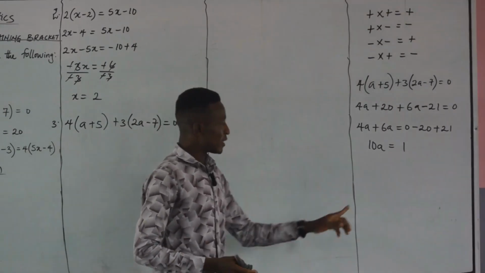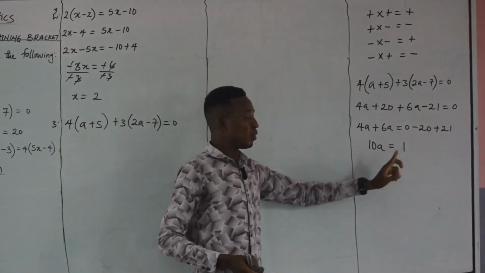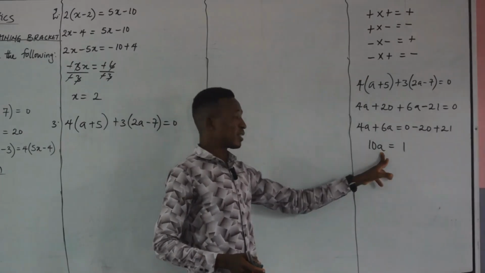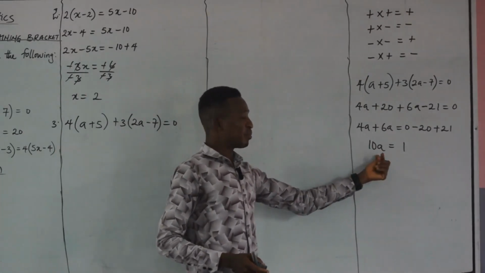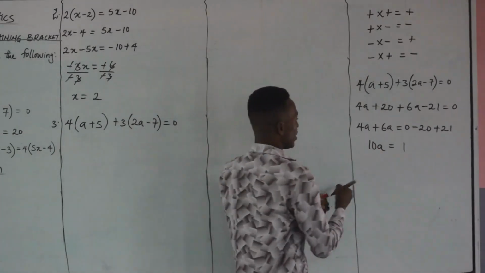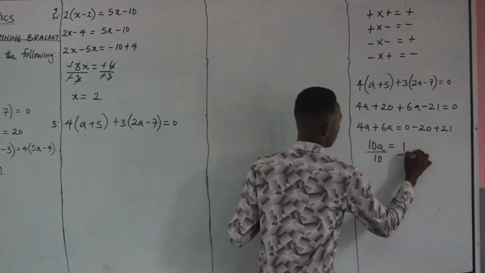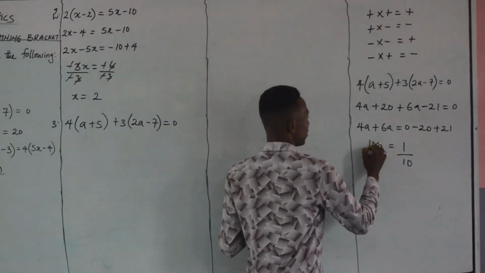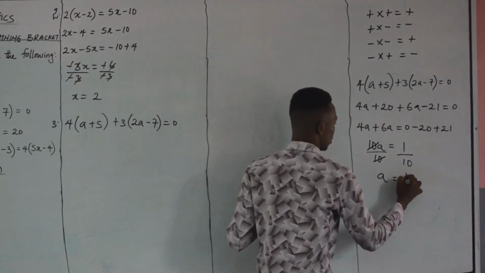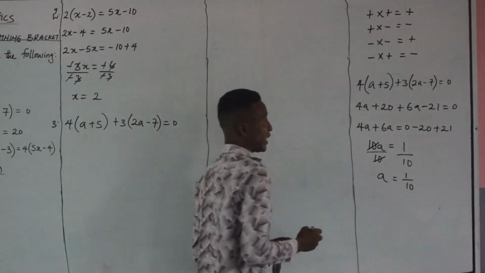Now, from the last class, when you are left with single variable on both sides, for you to get the final answer for a in this place, divide both sides by 10. That means this will be divided by 10. This will also be divided by 10. So that means your a equals to 1 all over 10. And that gives you your final answer.